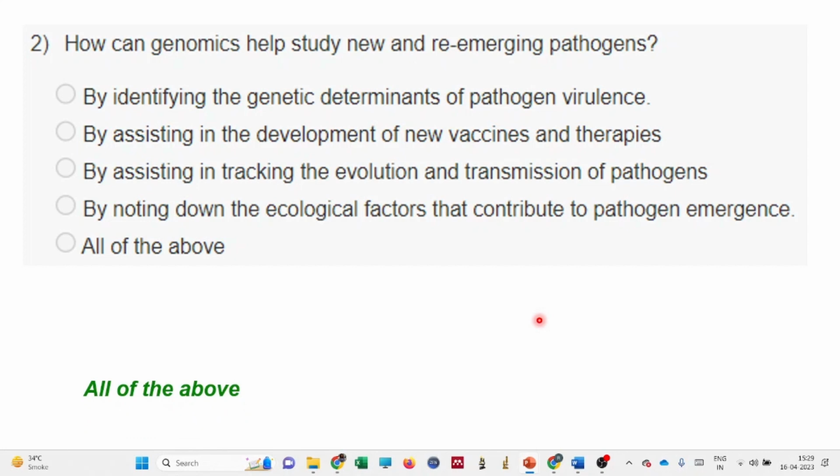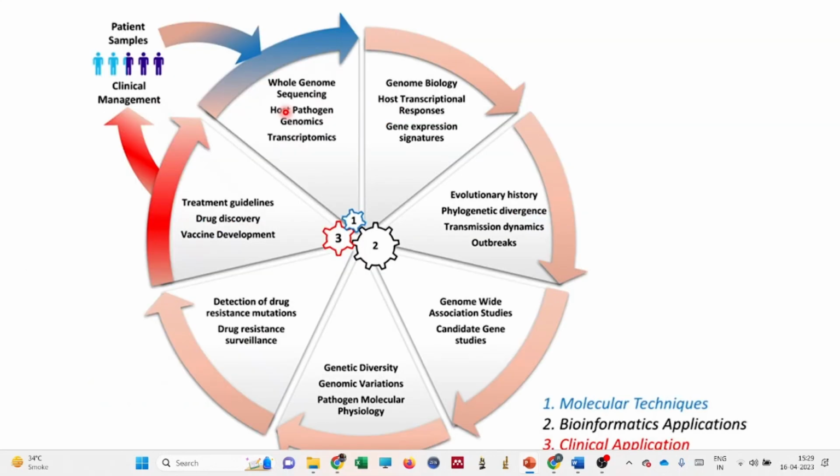Genomics helps us do all of these things. Genomics can play a very crucial role in studying new and re-emerging pathogens by providing valuable insights into their genetic makeup and evolution. It can help in identifying the pathogen. Genomics can be used to identify unknown or novel pathogens by sequencing and comparing their genomes with those of known pathogens. This approach can help researchers quickly identify the causative agent of a disease outbreak and develop appropriate diagnostic tests.